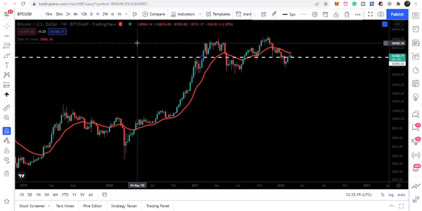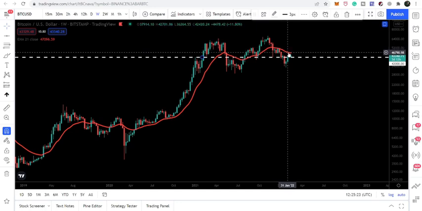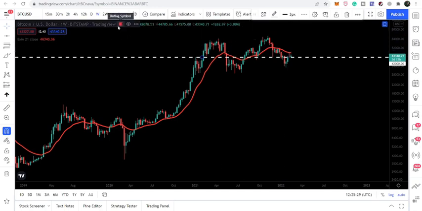But the more important thing that I want to show you is this EMA 21 on the weekly time frame chart. We are under this EMA 21, which is working as a strong resistance for the price line.